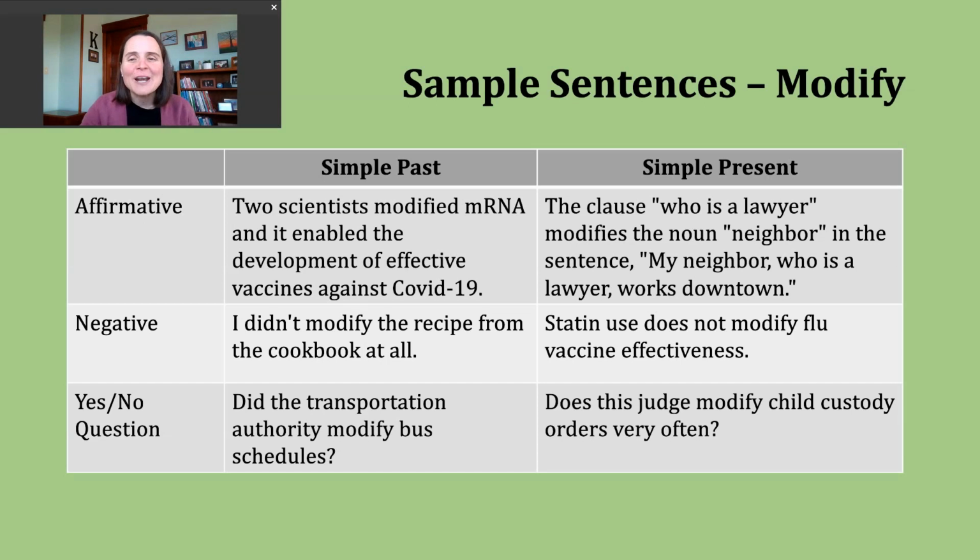Now, let's move on and talk about making negative sentences in the simple present. To do this, again, I pay attention to my subject. If my subject is I, you, we, or they, I use do not, and then the base verb. If my subject is he, she, or it, I use does not, and then the base verb. You can see that in my example. Statin use does not modify flu vaccine effectiveness.